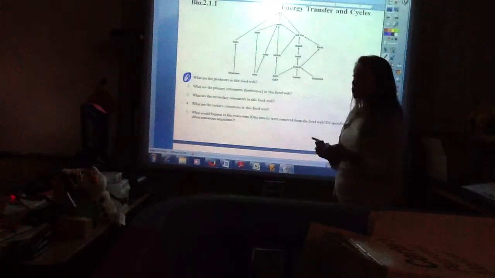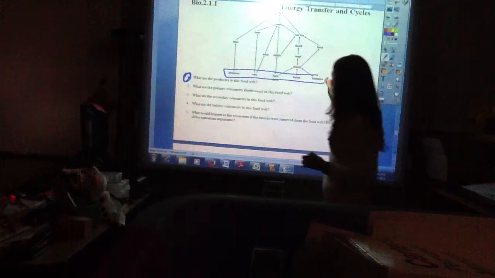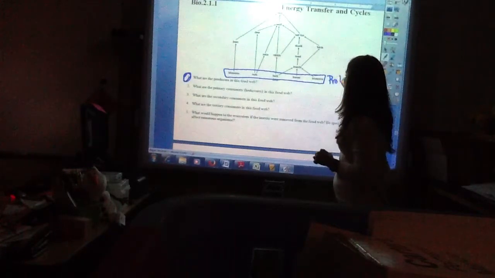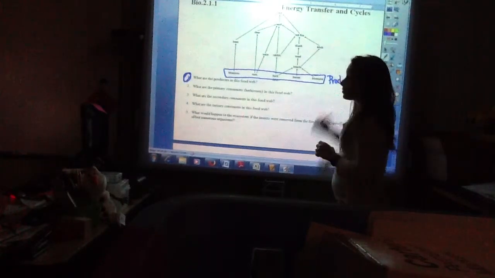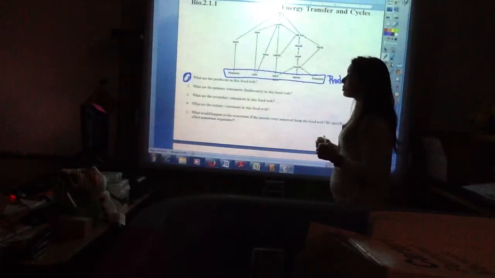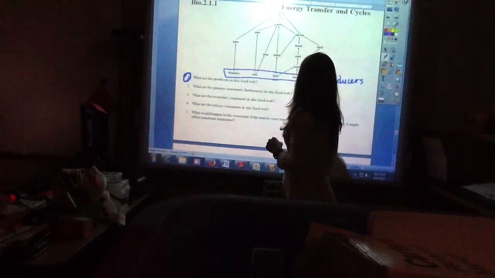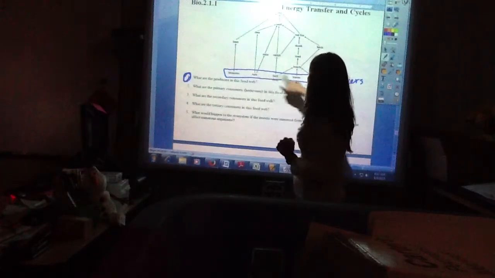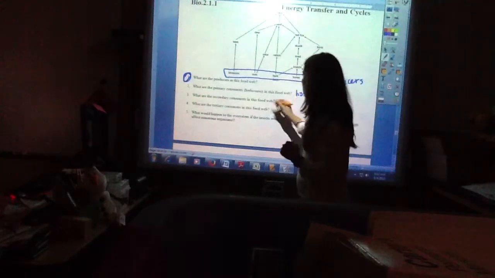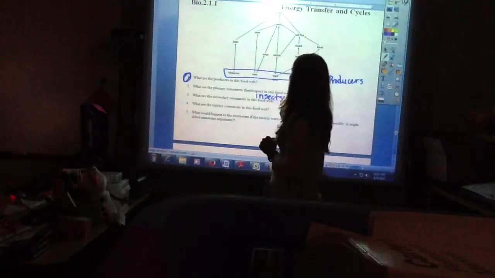What are the producers in this food web? The producers are always found at the bottom of the food web. So you should be able to list for me the producers. The primary consumers are the ones that eat those. So we should be able to find some primary consumers. I'm going to ask you to list 3, and I'm going to give you 1. So eating the plants are insects, and so that is one of the examples of a herbivore.